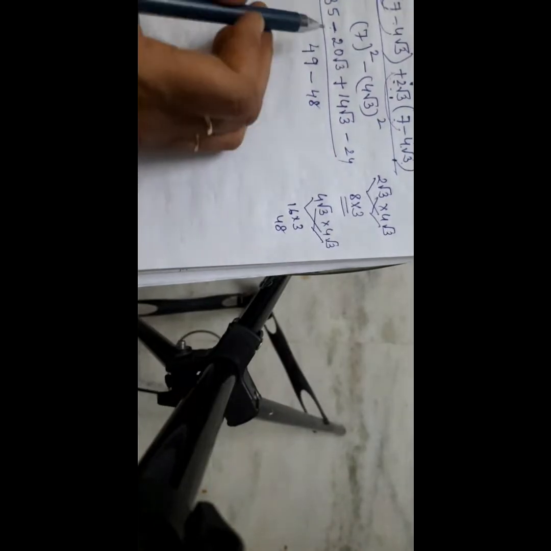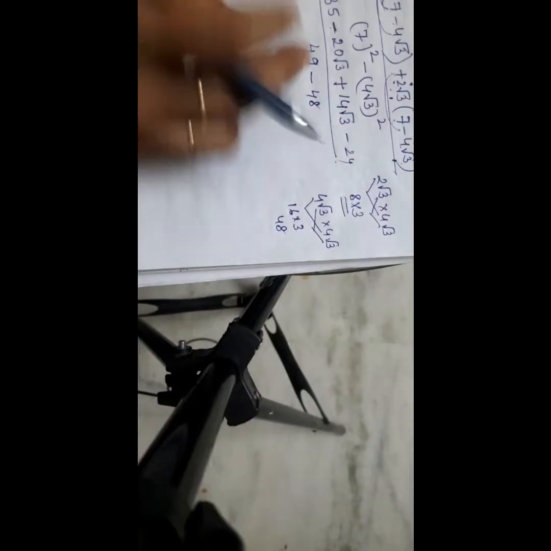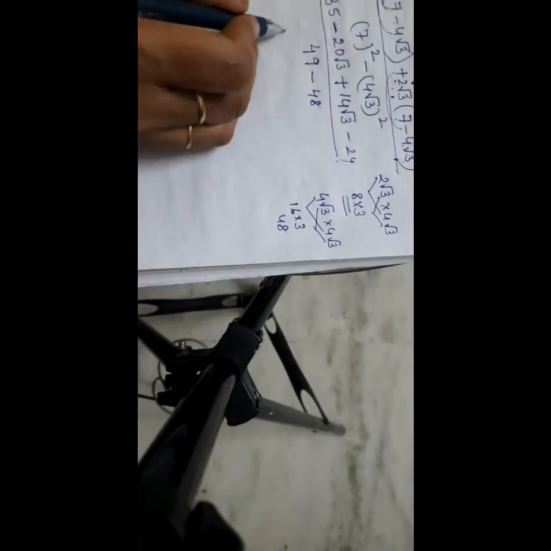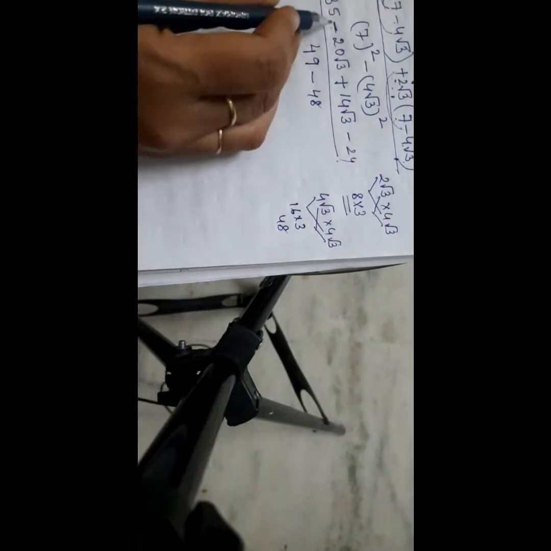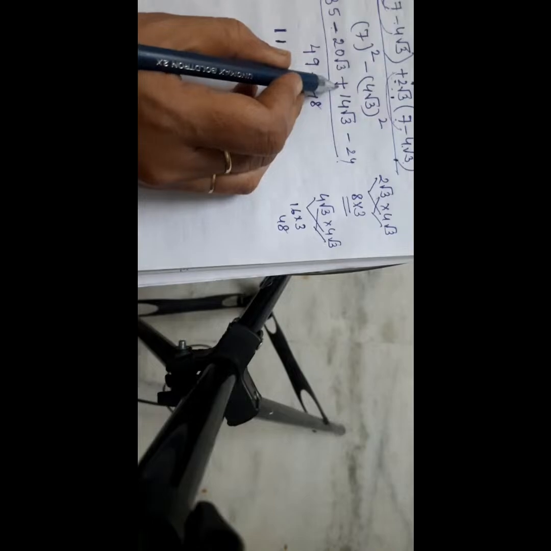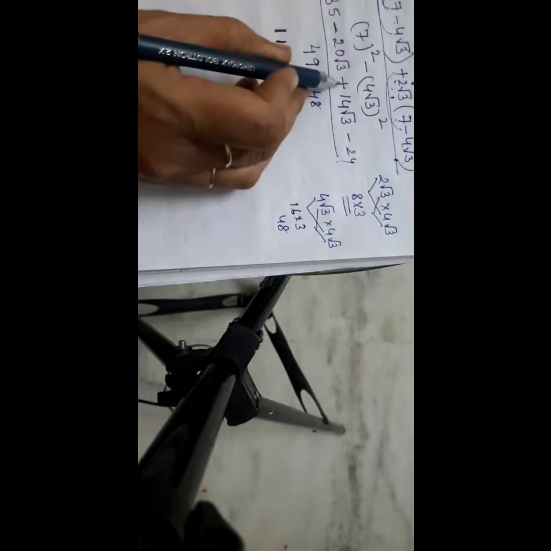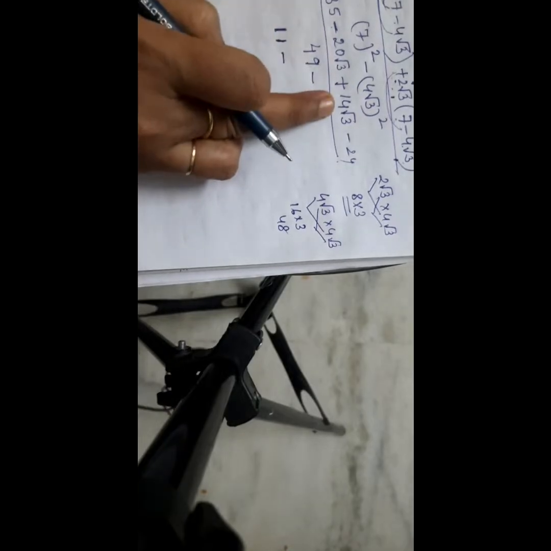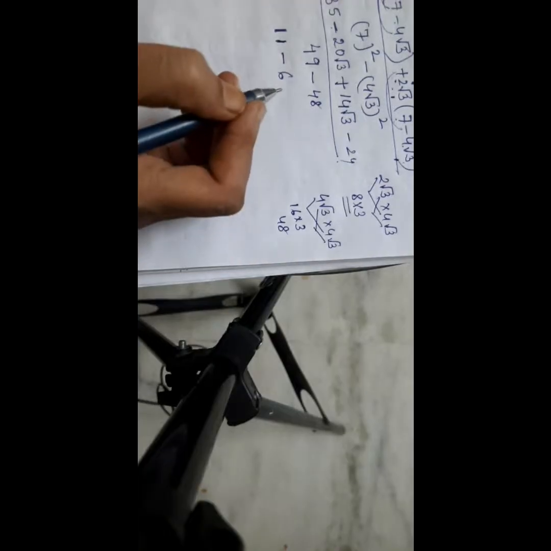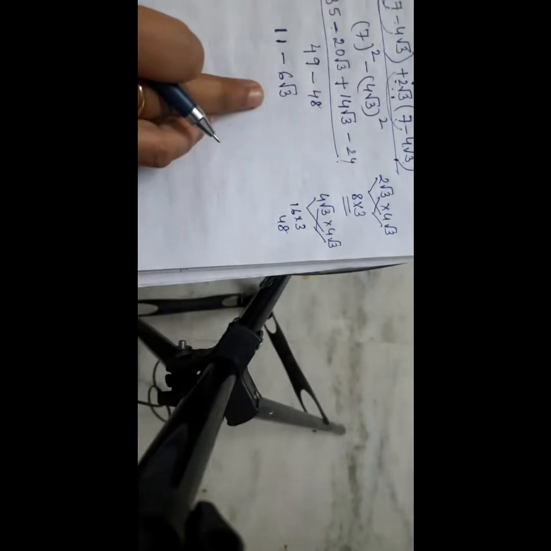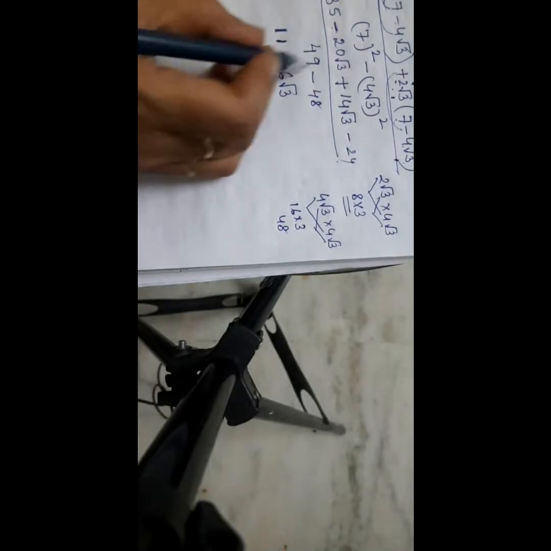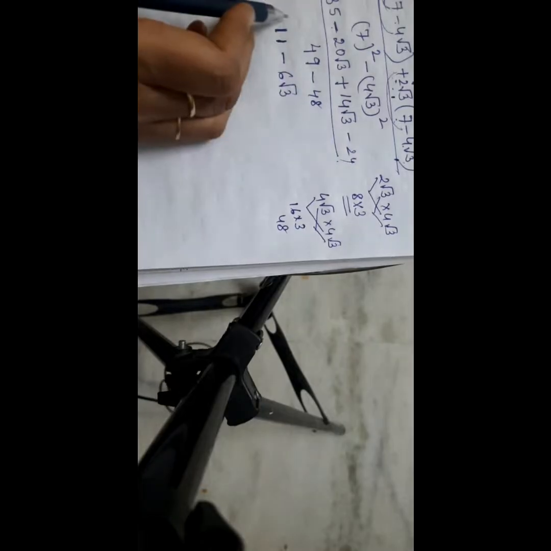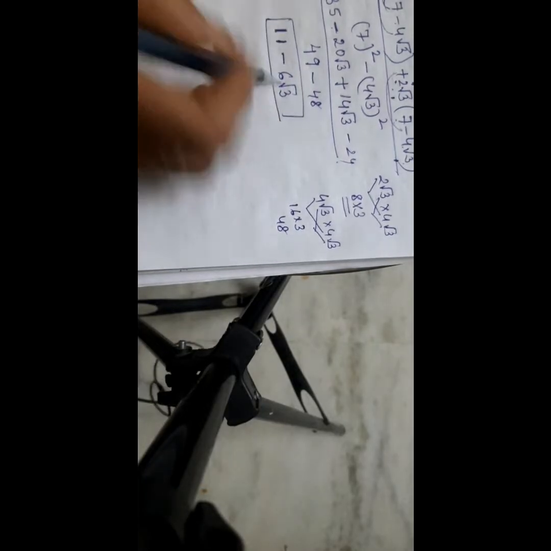Now subtract them. 35 and 24 can be subtracted because they are like terms. 35 minus 24 is 11. Then minus 20 minus 14 is minus 34 root 3, since the bigger number's sign is negative. As they are like terms, whatever the root part is there, we will keep as it is. Now 49 minus 48 is 1. You need to write it. This is your final answer.